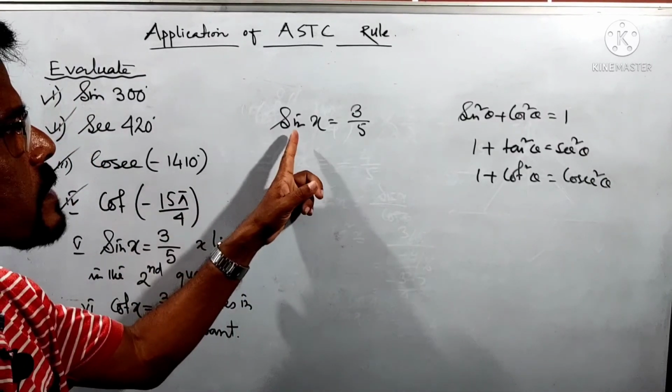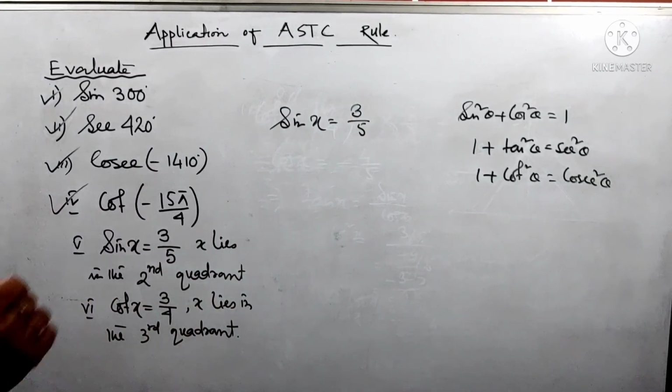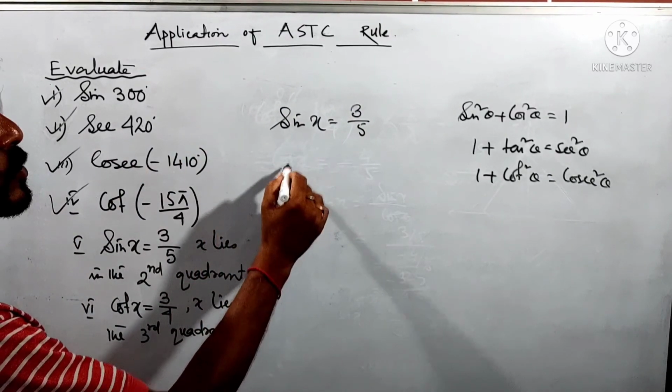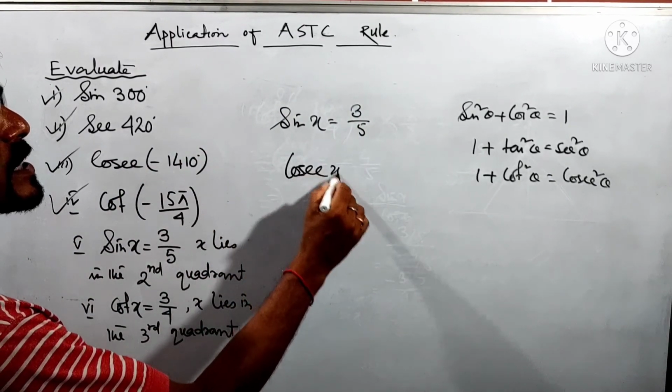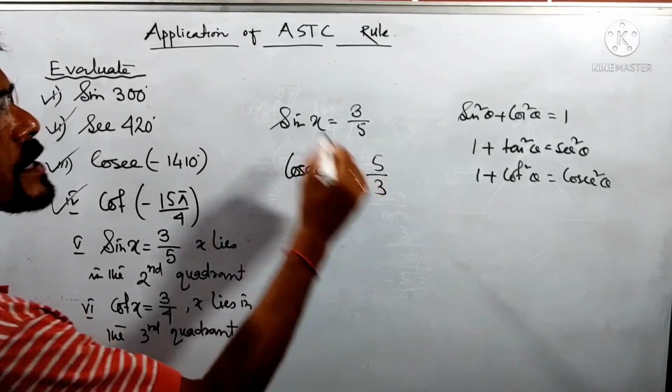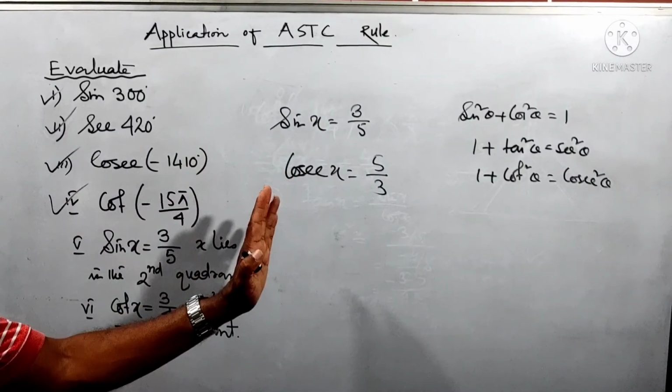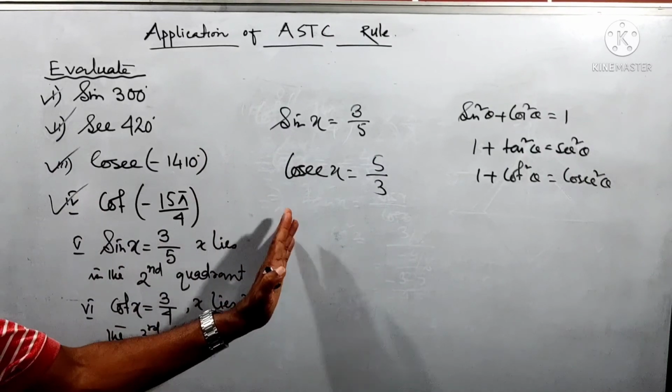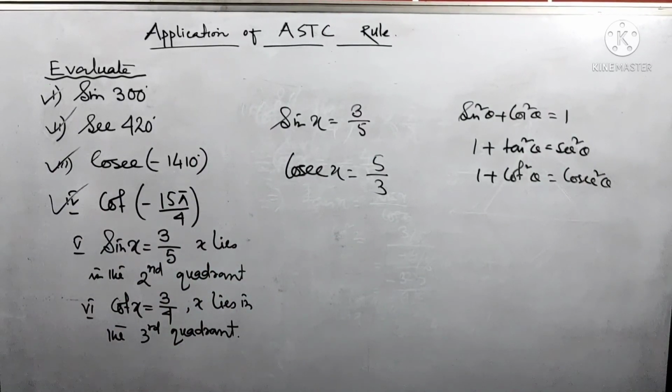So in the question, we are given sin x equal to 3 by 5. That's why its opposite, sin's opposite is cosec. So cosec x equal to 5 by 3. In this way, we can calculate all other trigonometric ratios whenever the value of one ratio is given.